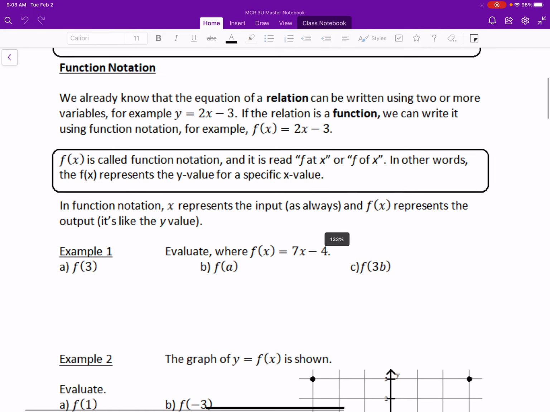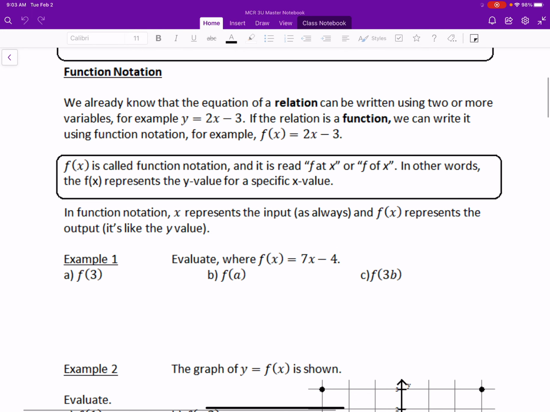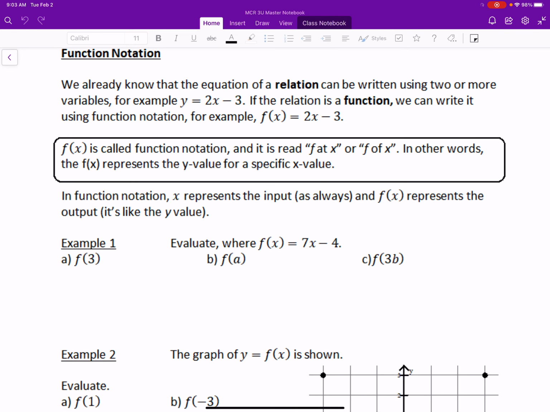Function notation is just a way of writing functions. We already know that the equation of a relation can be written using two or more variables. For example, y equals 2x minus 3. You should be used to this, seeing equations written in this form up till now. If the relation is a function, however, we can write it using function notation, which looks like this.